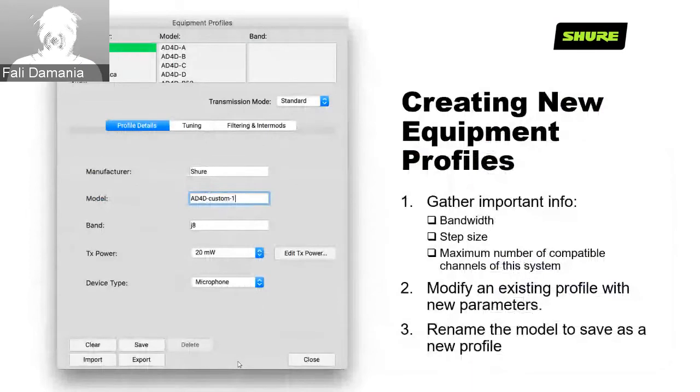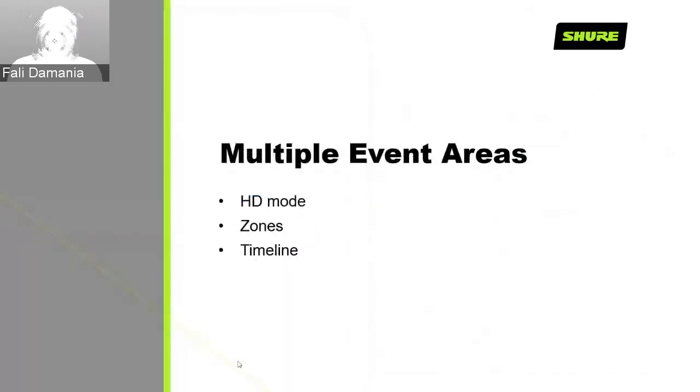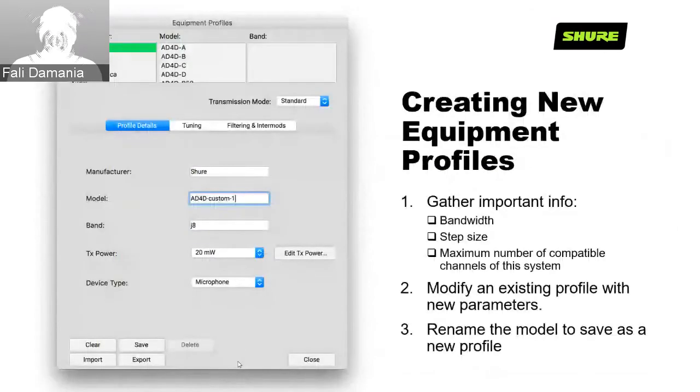This is just a broader look at each of these three pages. So here, manufacturer Shure, model J8 band, transmitter power. You can also rename these profiles. So say, for example, if there's a device from a third party that I don't see in this list, a similar device, I can edit that profile if I have the manual, the actual spec sheet of the device I'm looking for. I can create a custom profile. That's basically what these pages allow you to do.